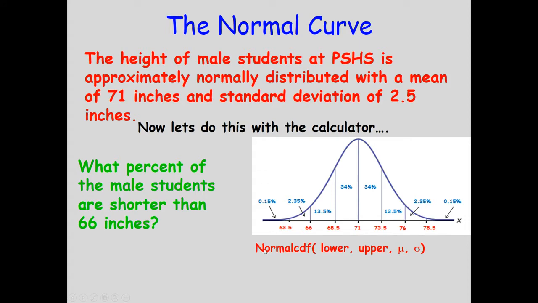And the way we're going to do this is choosing normal CDF. And then we have to input our lower bound, upper bound, the mean, and standard deviation. And so for this problem, the lower bound is going to be negative infinity. The upper bound is going to be 66, because we're curious about people less than 66.